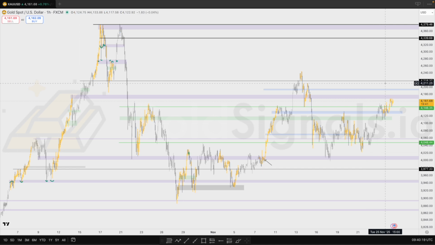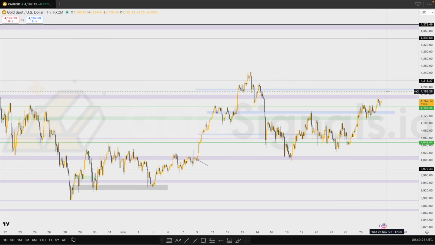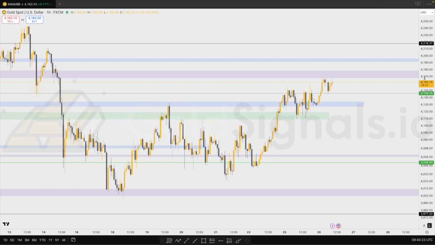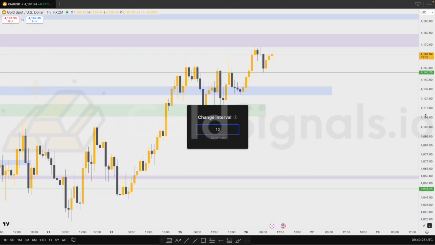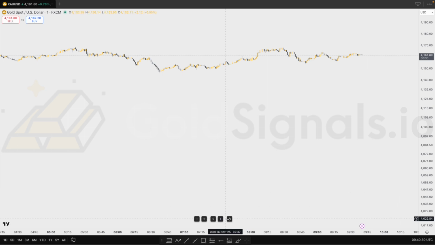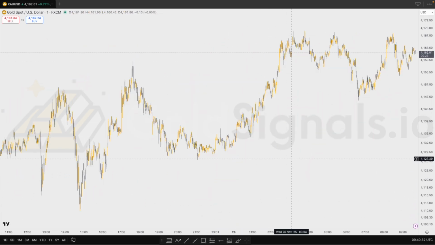and we could even see the level of 4,218 hit. But it all depends on what happens in this next hour or so. As you can see, this hour has been slightly violent. Let's go to our one hour, one minute chart just so you can really see it in detail.